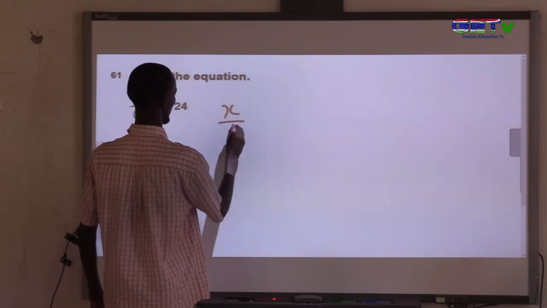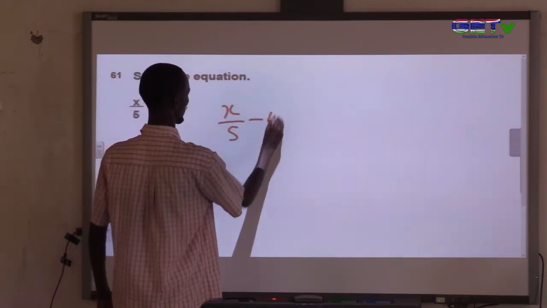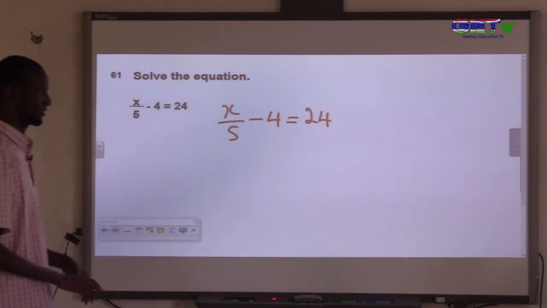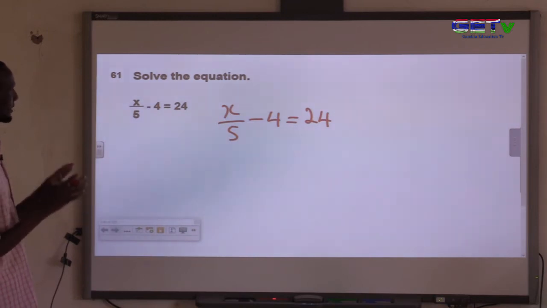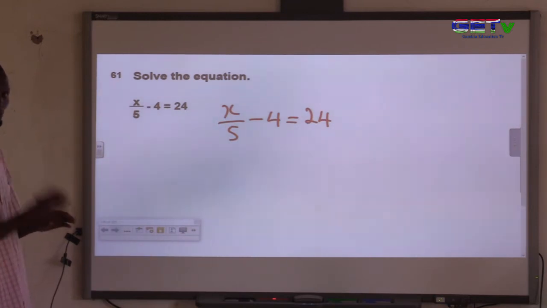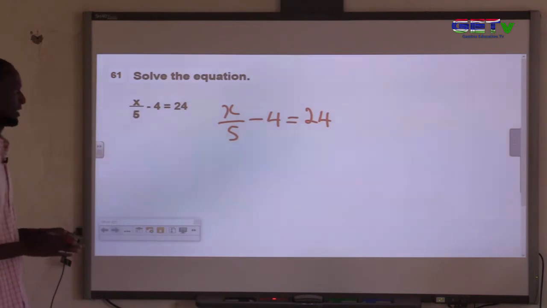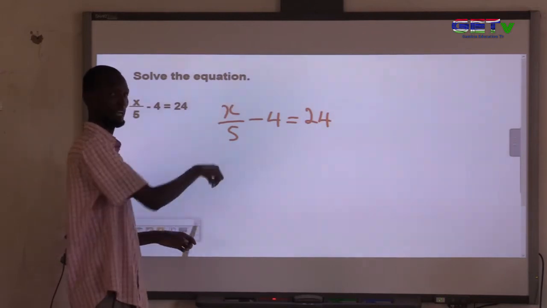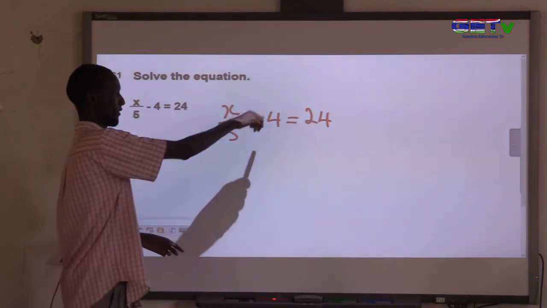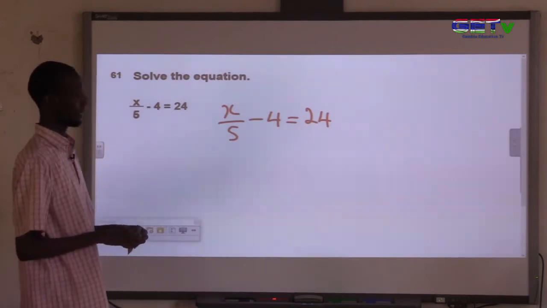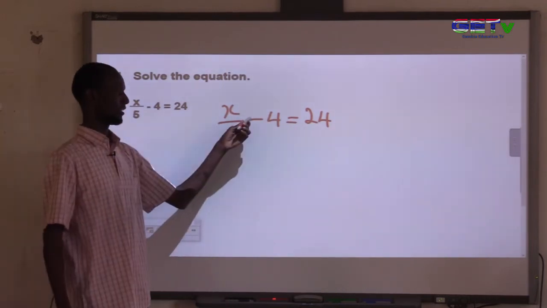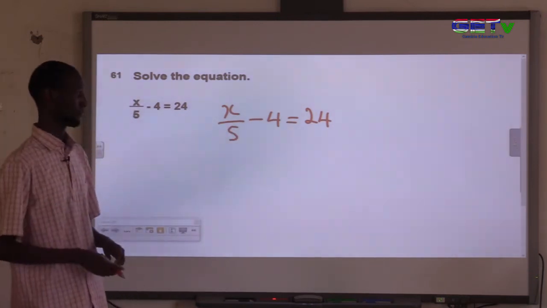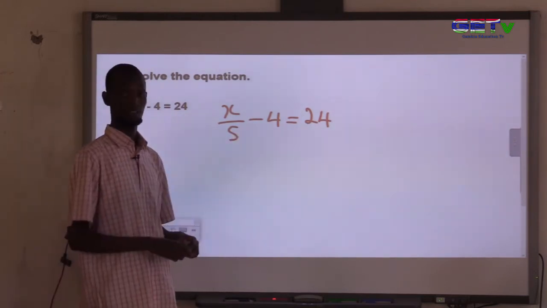x over 5 minus 4 is equal to 24. Our focus is always on the side where the variable is, because we want to isolate it. That's our task here. On that side, we have x over 5, which is x divided by 5, that's the division, minus 4, that's a subtraction. And by now we know you undo a subtraction before a division when you are solving equations. So we need to undo this minus 4.